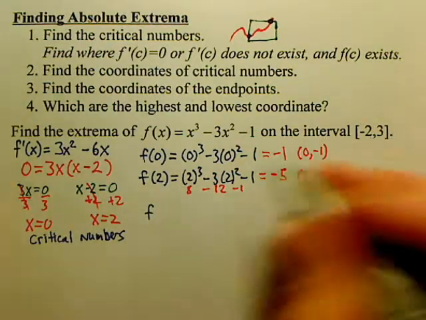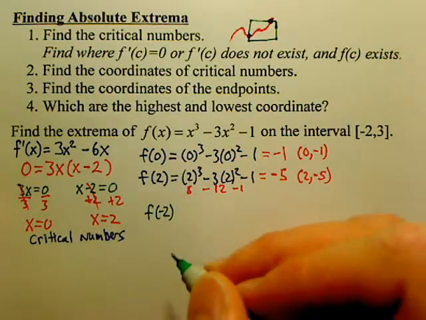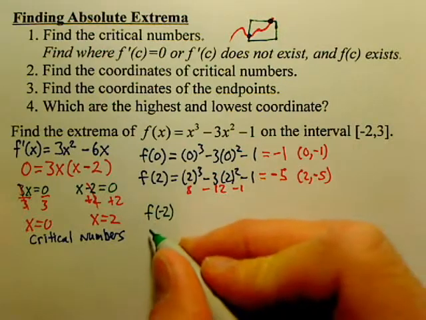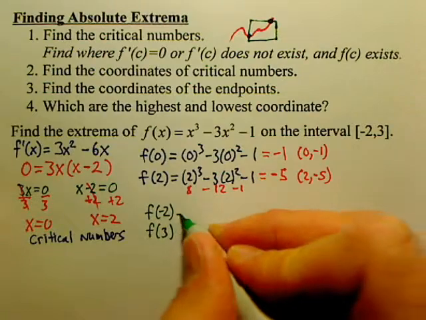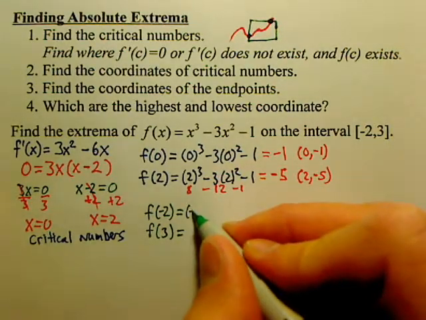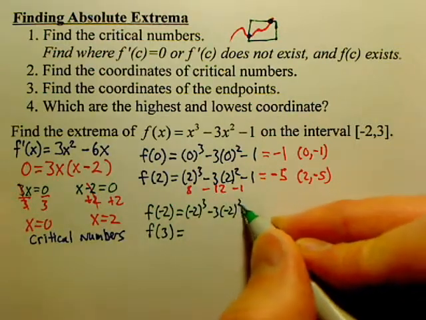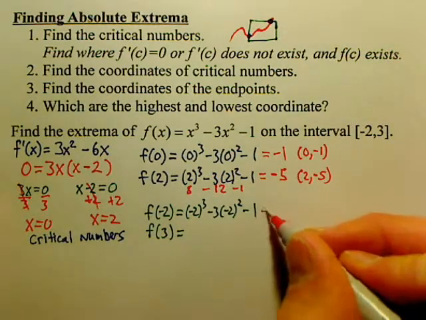Endpoints are -2 and 3, because that's the interval we're doing this in. So we got -2. We're going to plug in the other point, which is 3. Okay, so we plug -2 in. So -2 cubed minus 3 times -2 squared minus 1. What would that be? What are we going to get there?